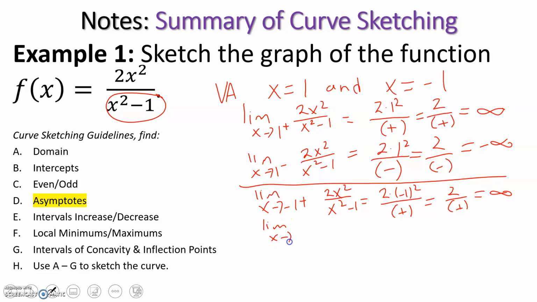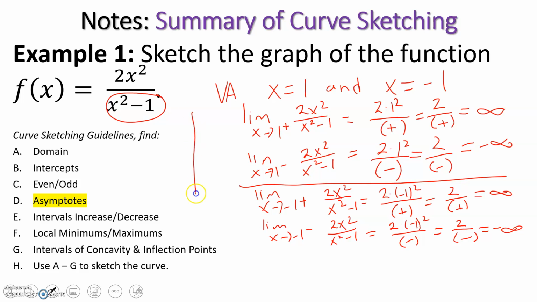And then the limit as x approaches negative 1 from the left of our 2x squared over x squared minus 1 is going to work similarly to the second one for 1 from the left. So negative 1 squared, really small negative, 2 over really small negative, and this goes to negative infinity. And those are our vertical asymptotes. And we can see the behavior of the graph at those points.